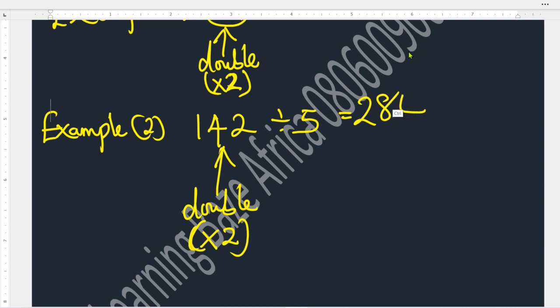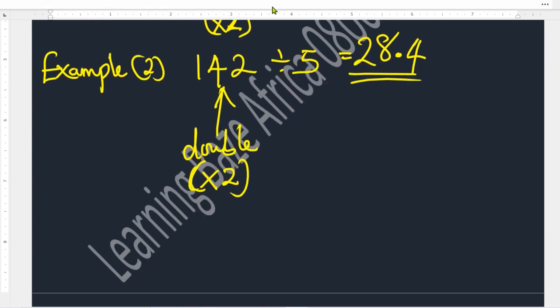Okay, so the last digit here is 4. So you have to introduce a decimal point before the last digit. So that decimal point will be here. The decimal point will sit before 4. Okay, then we have the answer. So 142 divided by 5 is equal to 28.4. These are short methods for dividing any number, especially when you are meant to divide when doing a particular calculation in math. Now look at another one.